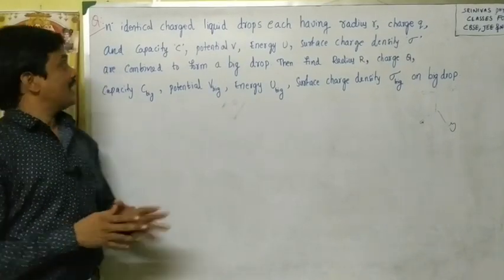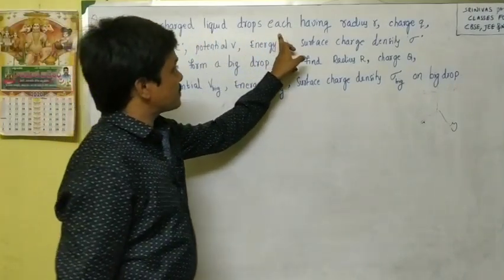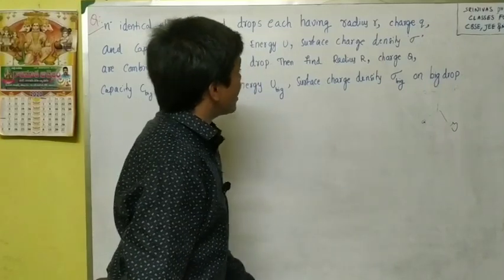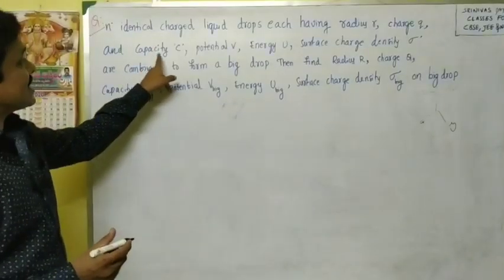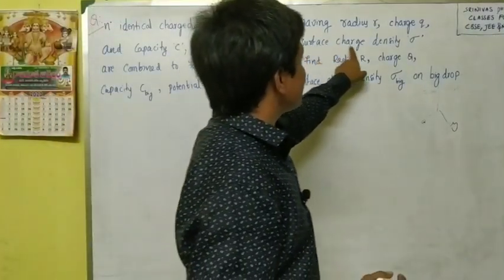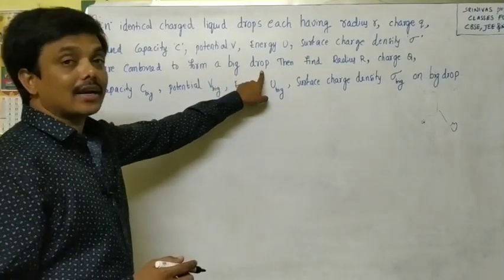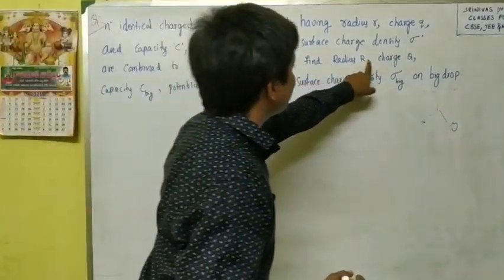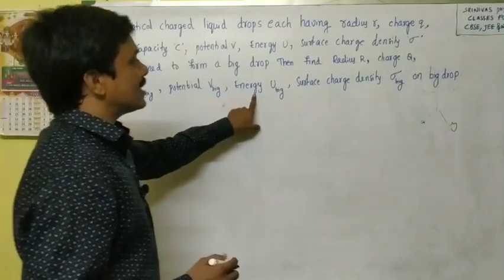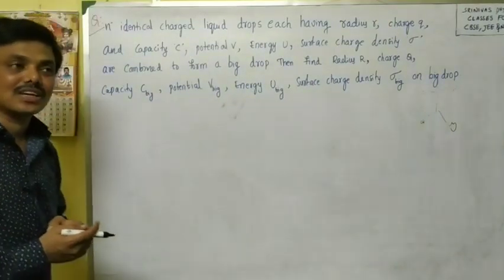There are n identical charged liquid drops, each having radius small r, charge small q, capacity small c, potential v, energy u, and surface charge density sigma. They are combined to form a big drop. Then find the radius, charge, capacity, potential, energy, and surface charge density on the big drop. This is our question. I will explain.